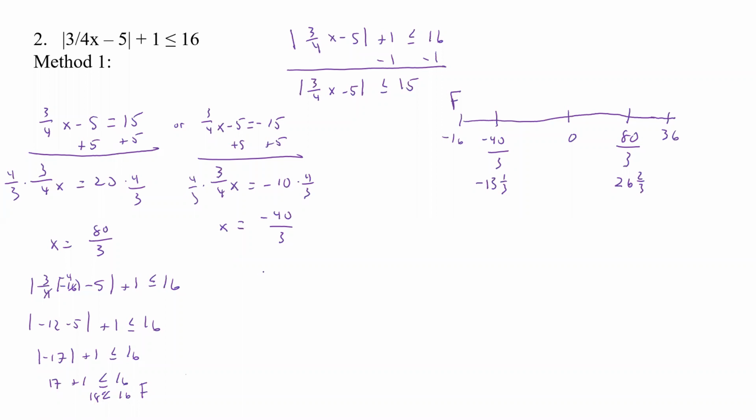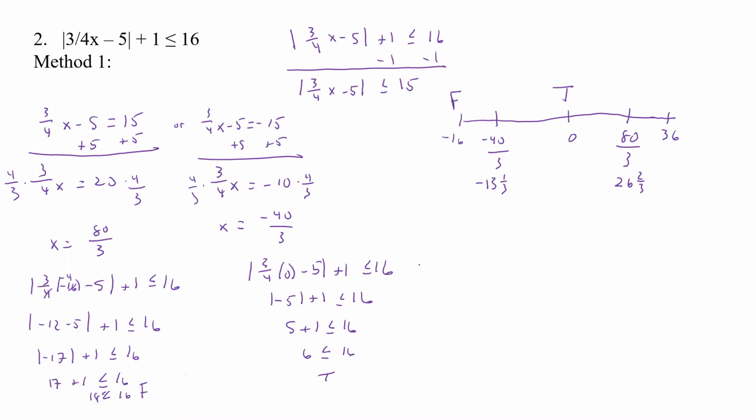What about the next one, 0? Well, okay, so now we'll take 3/4 times 0 minus 5 plus 1 less than or equal to 16. Well, that's 0. And then so I have absolute value of a negative 5 plus 1 less than or equal to 16. Absolute value of negative 5 is 5. And so 6 less than or equal to 16, well, that's true. And if you remember, with the less than or equal to, it's usually that middle term here. And so that should be the one that works.